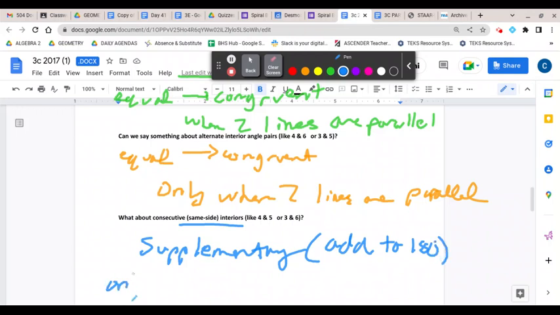Okay? And that's only when the two lines are parallel. Pause the video if you need to. Copy this stuff down.